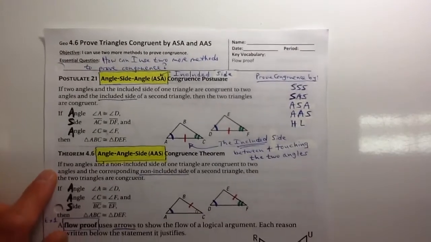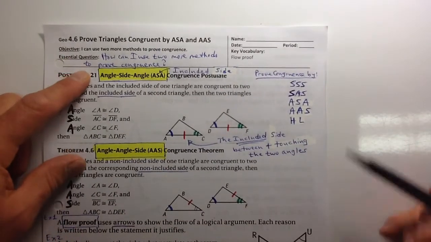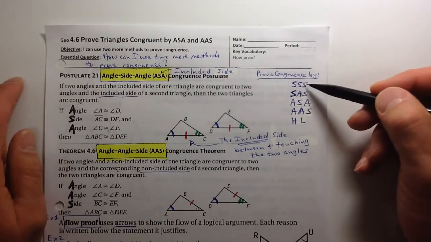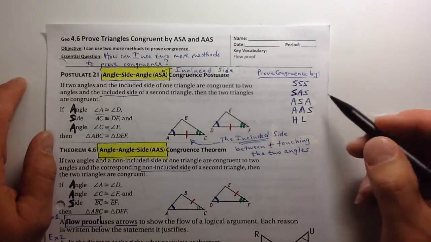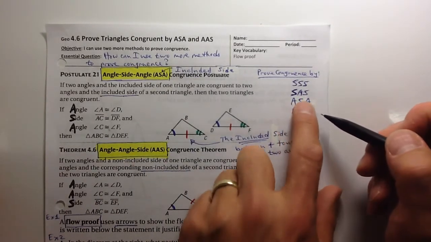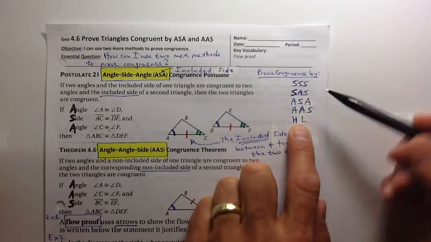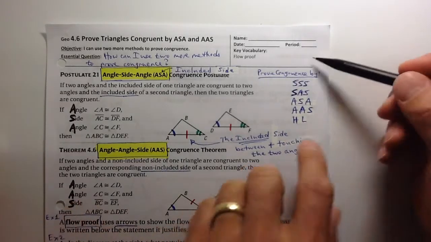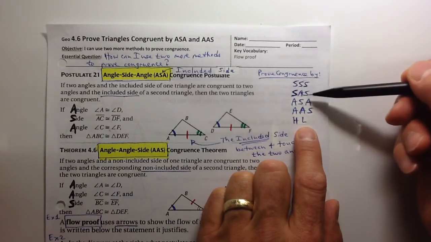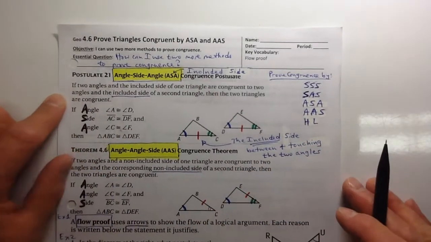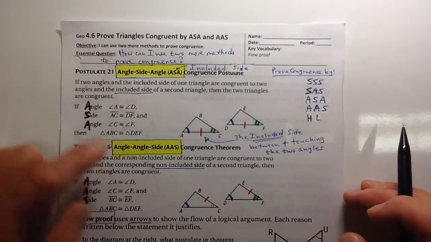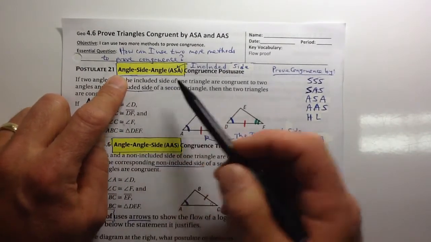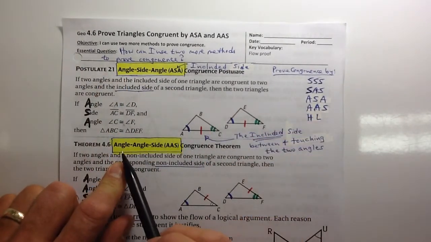So here we go. Now we're in 4.6, and we're looking at our last two. On your notes, if you would write these five. I just ran through SSS and SAS, and we also did HL, and now we're going to go through and do ASA and AAS. If you have a reasonable understanding of these first ones, then you'll be able to understand ASA and AAS. ASA is angle, side, angle, and AAS is angle, angle, side.